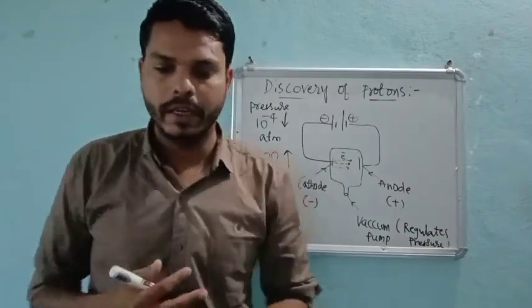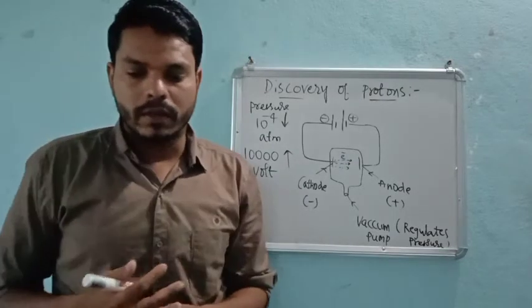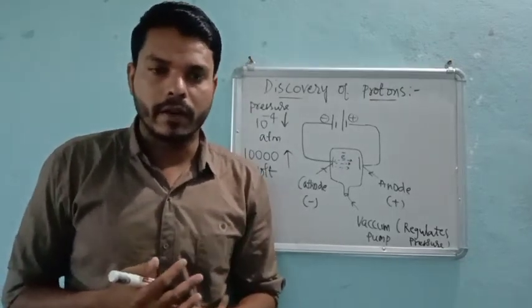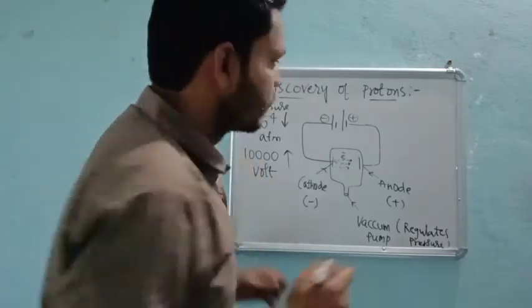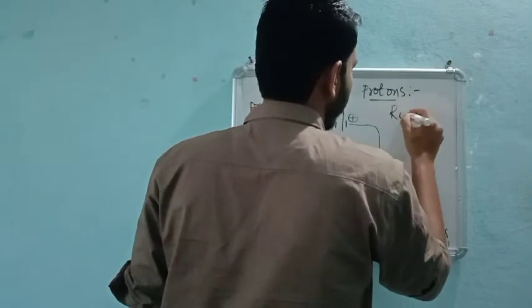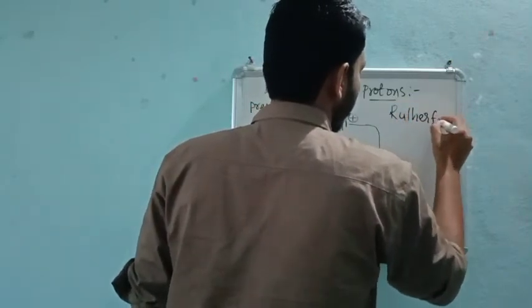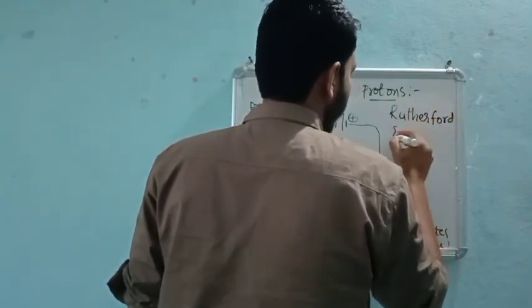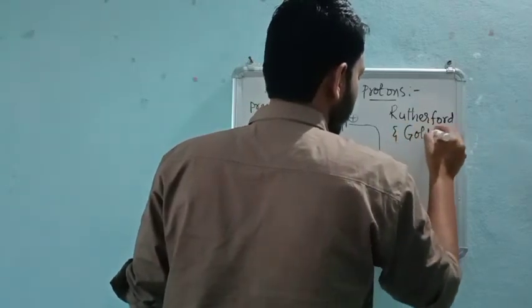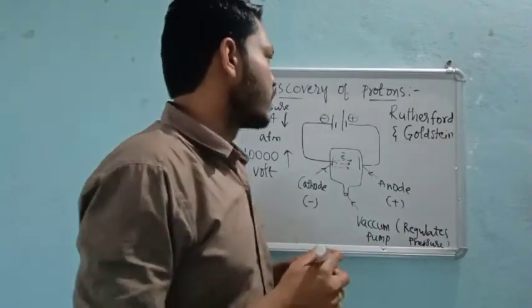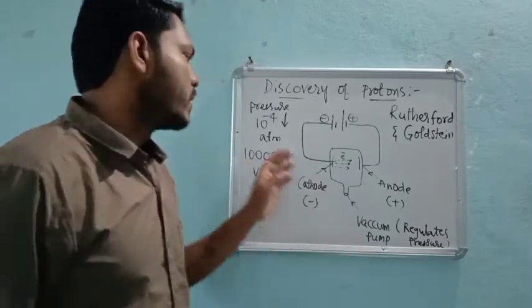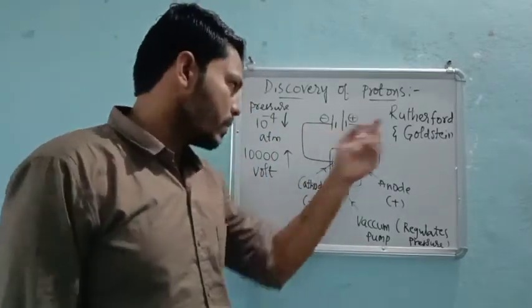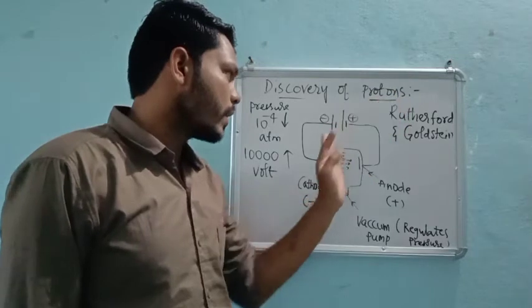So now see here, proton was discovered by Rutherford and Goldstein, right? Rutherford and Goldstein. These are the two scientists who discovered the proton by taking the same discharge tube. Again I repeat, there is a long discharge tube.